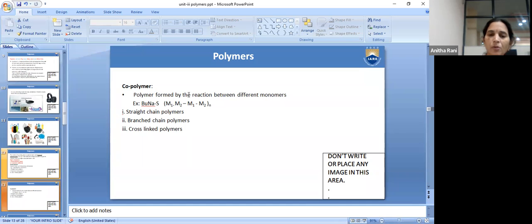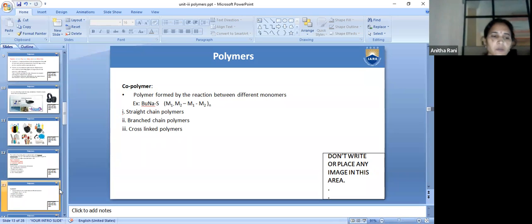So polymers formed by the reaction between different monomers are known as copolymers. Here also it is divided into three types: straight chain polymers, branched chain polymers, and cross-linked polymers.